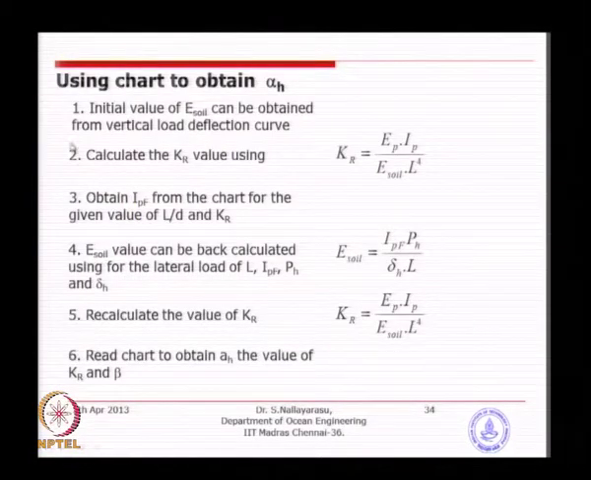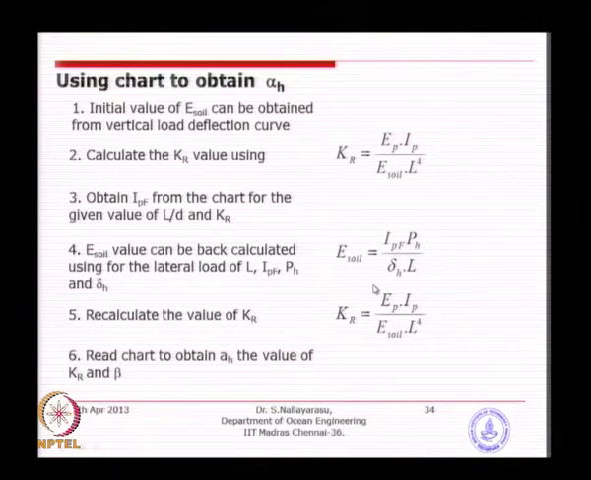So, the simple procedure to use the chart given in Bowles' book is the procedure given here. The initial value of soil modulus can be obtained from the vertical load deflection curve, which I think we just have, and calculate the Kr value, which is the relative soil to pile stiffness. Obtain the I value, the interaction factor, from the chart using the Kr value and L by D. We are going to see the chart a little bit later. The E value can also be back calculated after obtaining delta H and the I value you have read from the chart, and then recalculate the Kr value, because E soil is going to affect your Kr value.